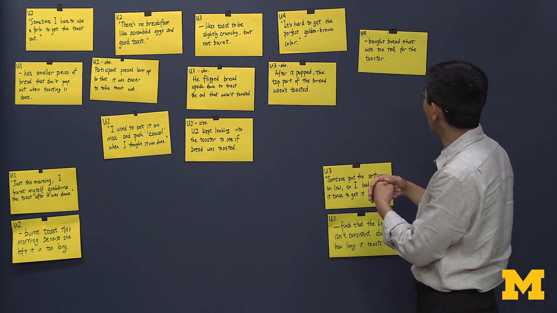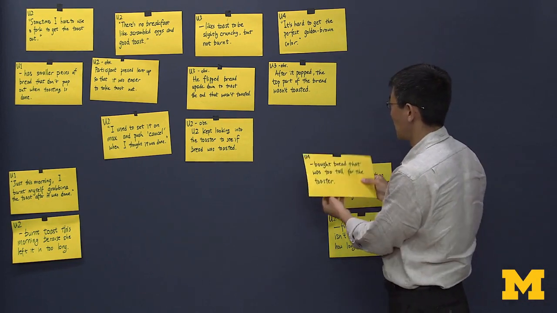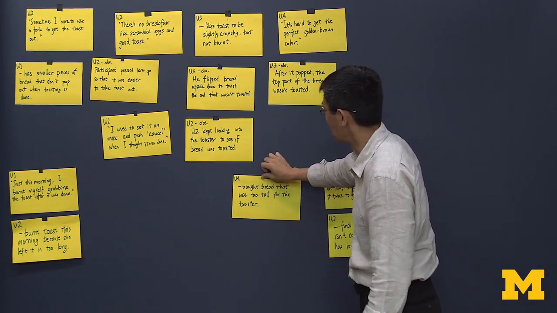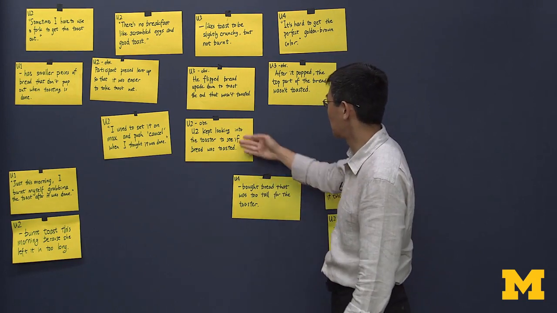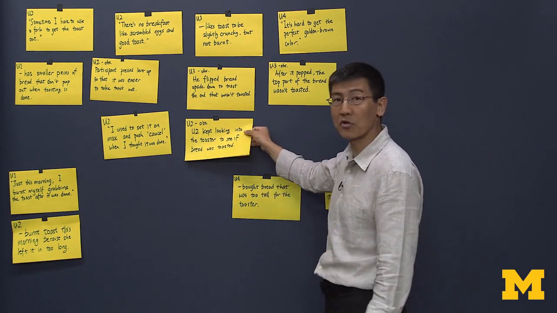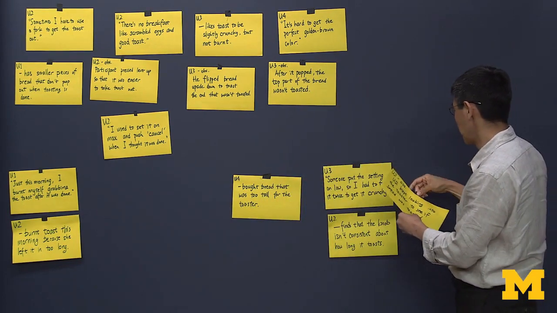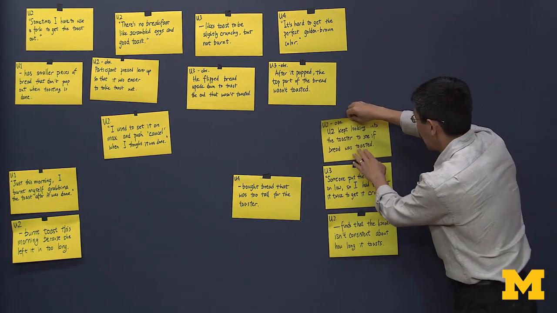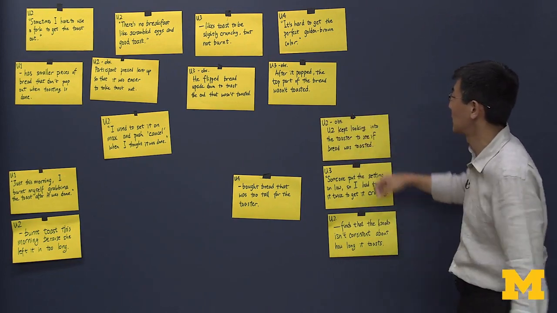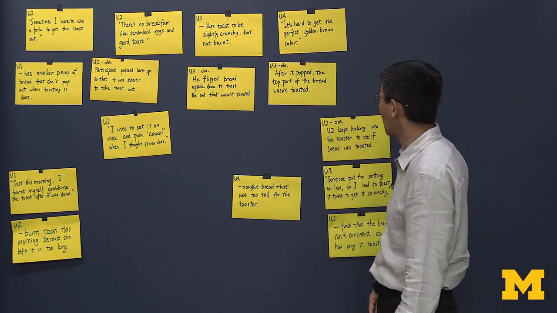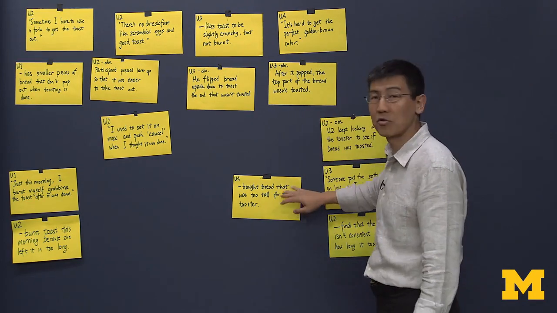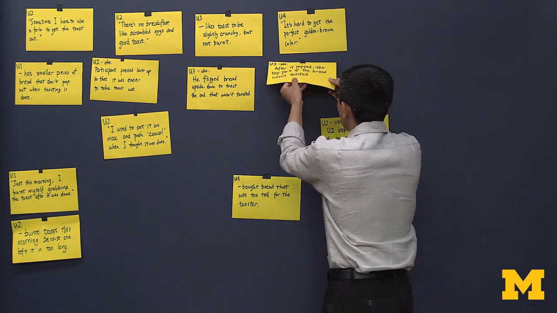What else do we have? Bread that was too tall for the toaster. That seems like it belongs in its own cluster. Let's bring it over here. You two kept looking into the toaster to see if the bread was toasted. This is another one which has to do with the bread not being toasted, so we can put it over here, not having a good sense for how well it's toasted. After it popped, the top part of the bread wasn't toasted. That seems related to the bread being too tall, so we'll use that over here.